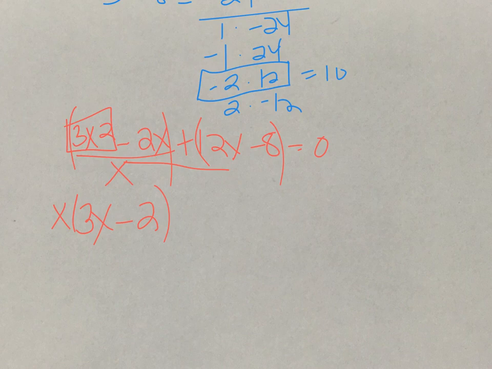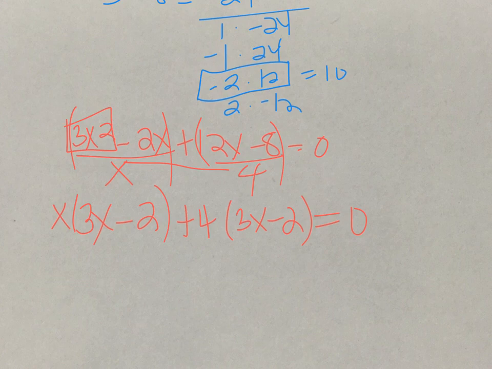All right. Now for the second piece, I have a 12 and an 8. Common factor would be 4. So I'm going to take out a 4 out of both of those and put it on the outside. I'll be left with 3x minus 2 equals 0.